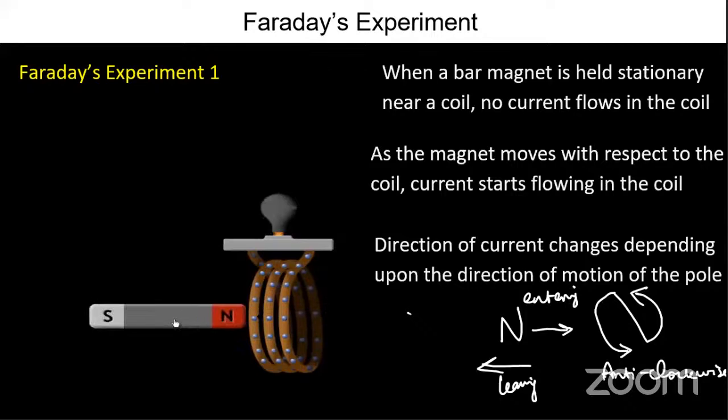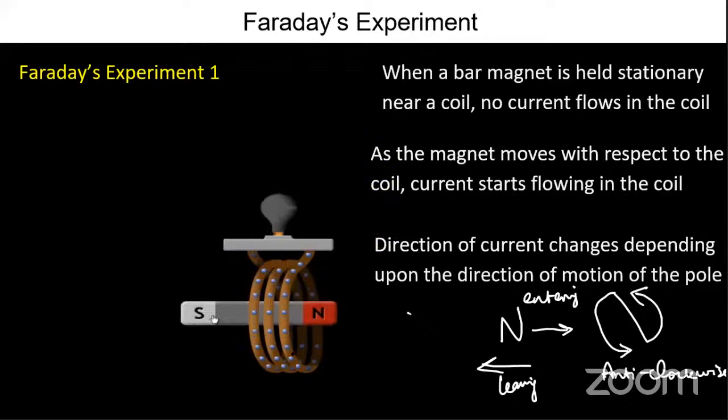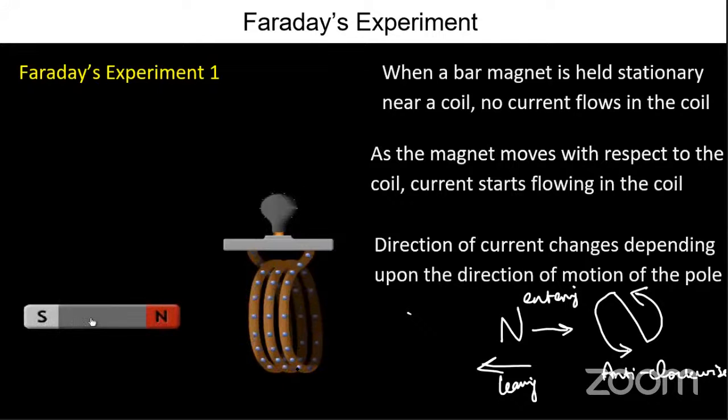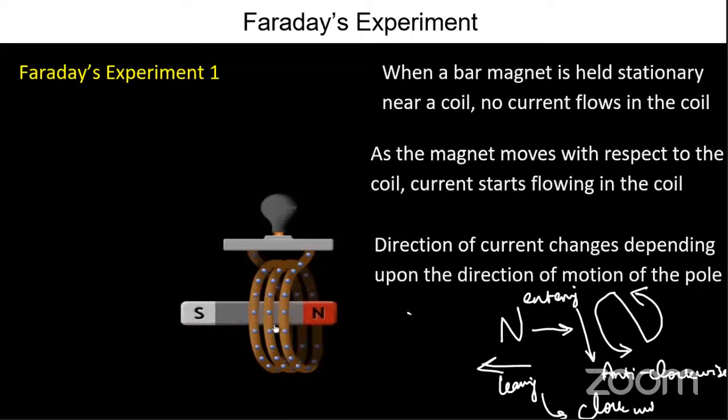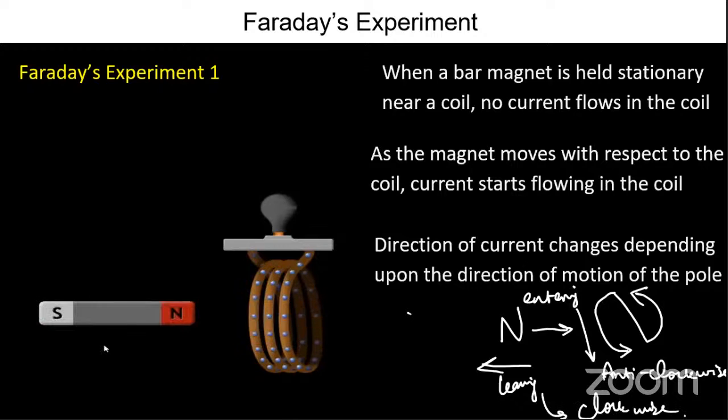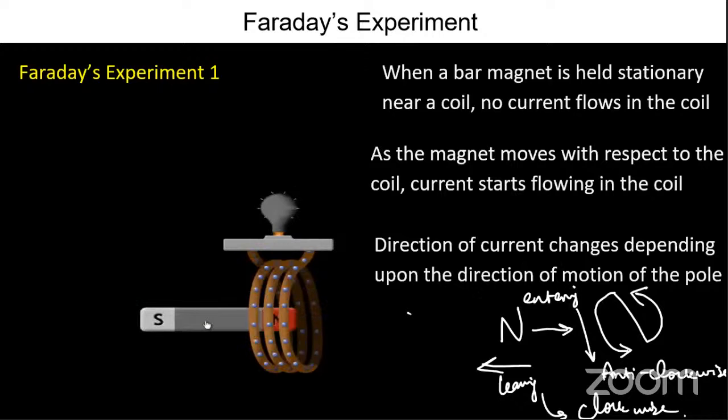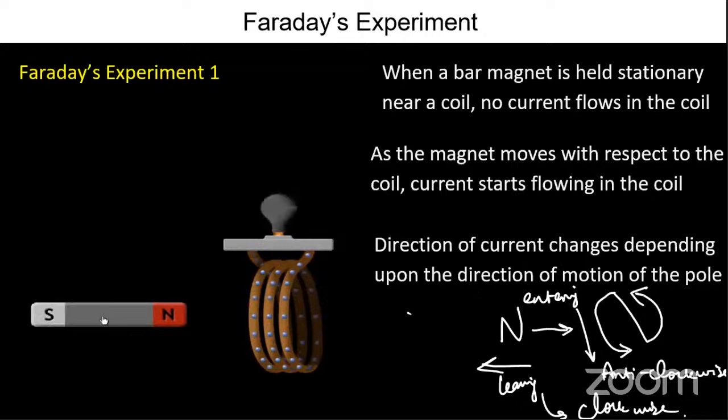Observe this: when the north pole is entering, all the charges are moving anti-clockwise, but when the north pole is leaving, all the charges are moving clockwise. So entering will be anti-clockwise, leaving will be clockwise for the north pole alone. I'm talking about only the north pole. Exactly the opposite would happen with the south pole.